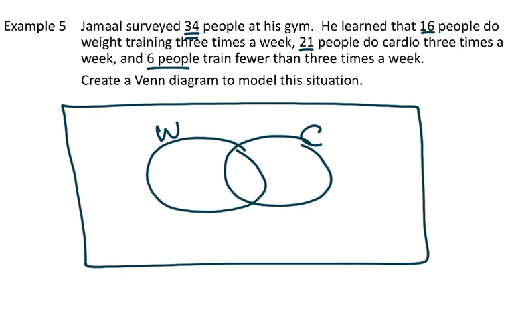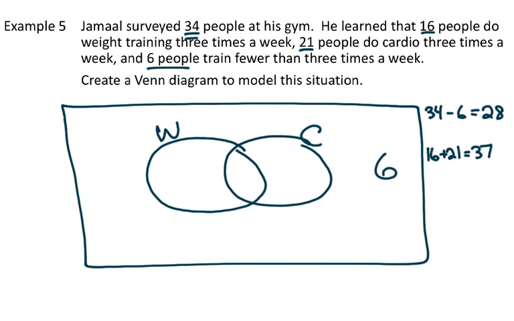We know for sure that 6 people train fewer than 3 times a week, so they can get placed out in the universe. And based off of that, we had 34 people in total, minus the 6 we just placed. We have 28 people who do one or the other or both. Looking at the responses, 16 of those did the weight training, plus 21 did the cardio. 37 people do training at least 3 days a week.